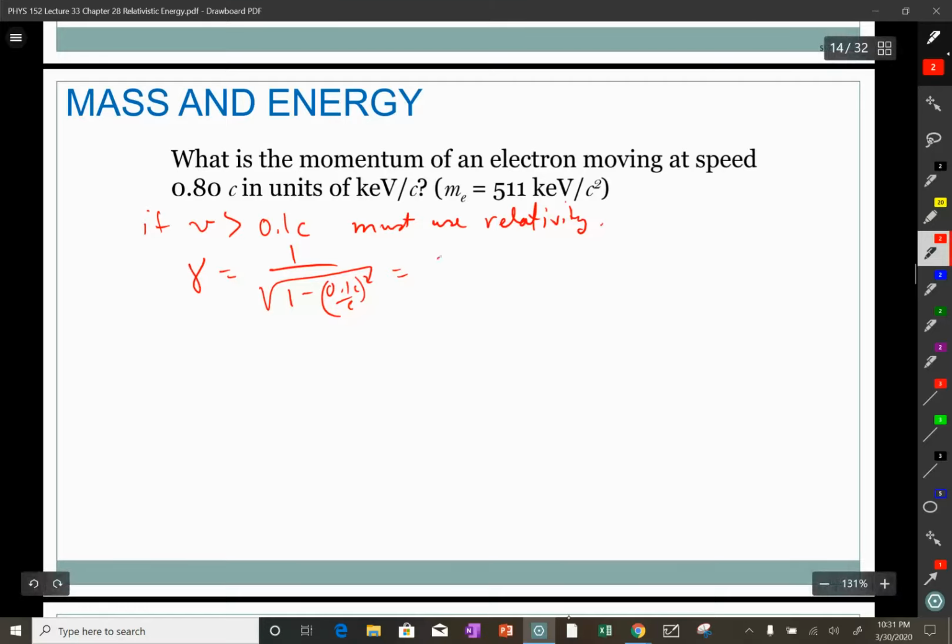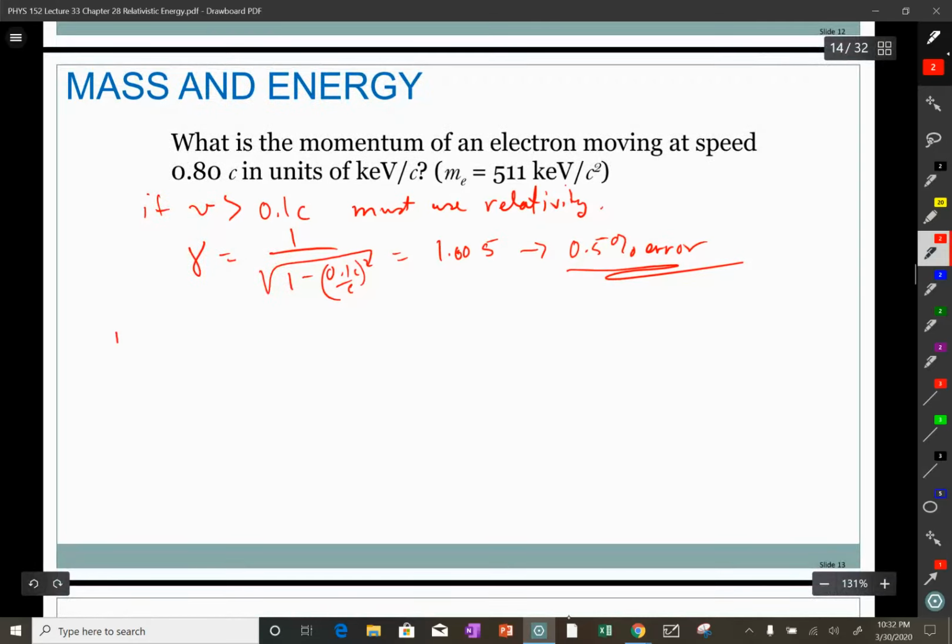Gamma would be 1.005 in this case. So it would introduce a 0.5% error. Now that's a relatively small error, by omitting the relativistic calculations if it's 0.1 C. That's why we can go ahead and omit the relativistic calculations if it's less than 0.1 C, because it's a small error. But that's our basic rule of thumb. If it's bigger than 0.1 C, we will use relativistic calculations.